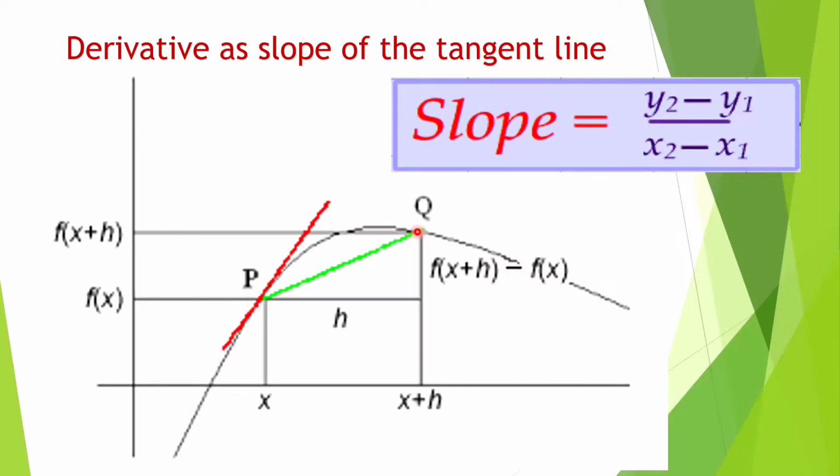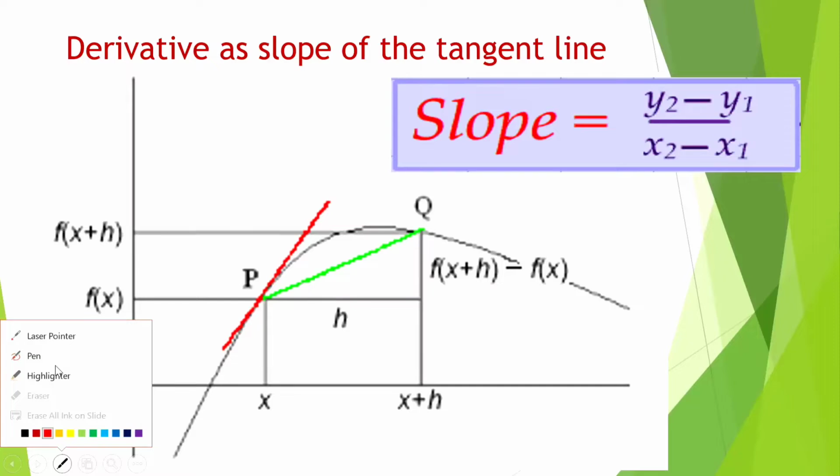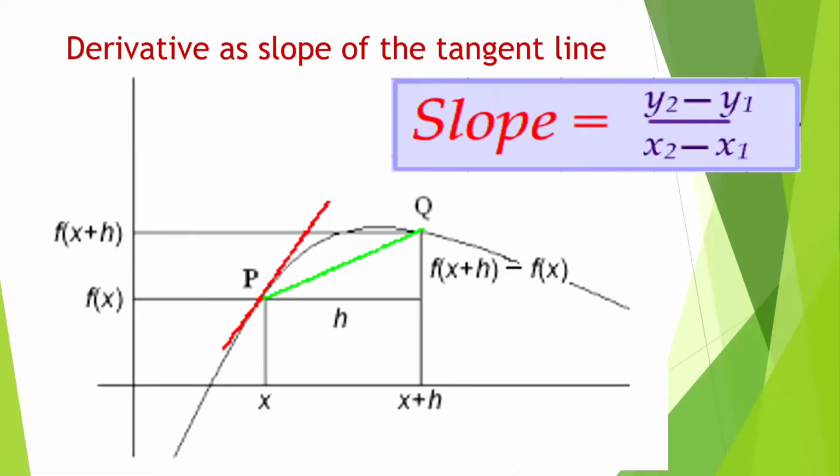So the coordinates of Q, let's write it here. The coordinates of Q will be x plus h, comma, f of x plus h, or the corresponding y at this x coordinate. Whereas P naman, its coordinates are x, f of x, or the value of the function at x. This one is the value of the function at x plus h.